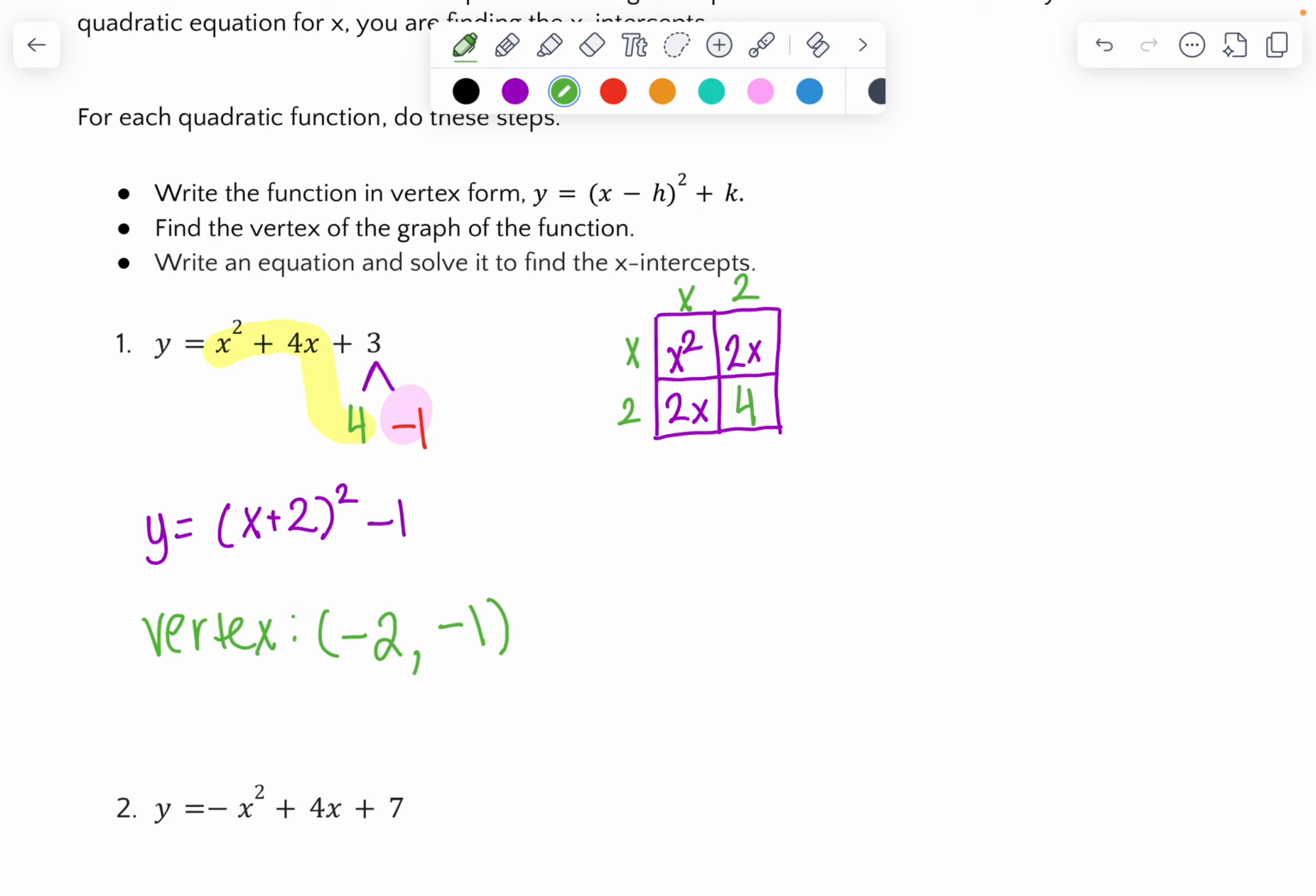Okay. So one thing that's a little bit new today is this last portion where we're trying to write an equation and solve it to find the x-intercepts.